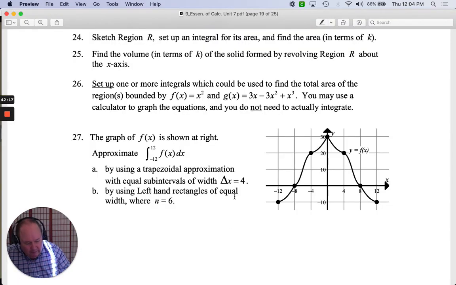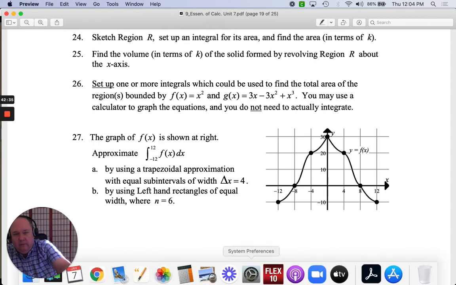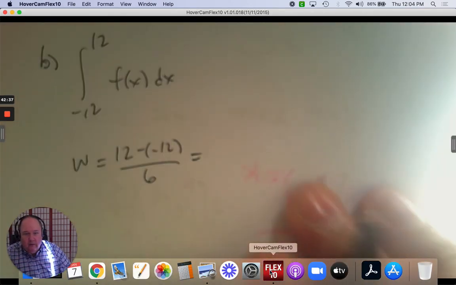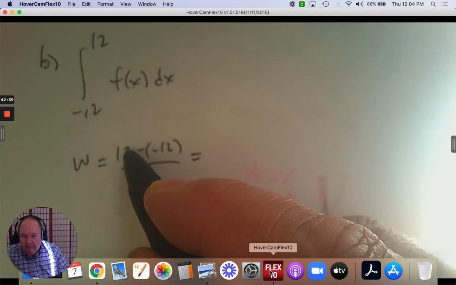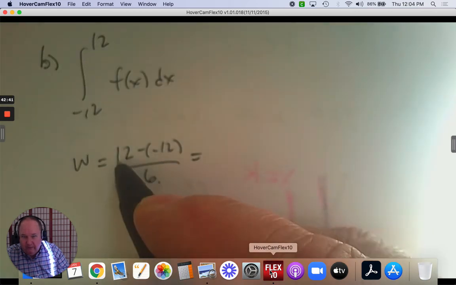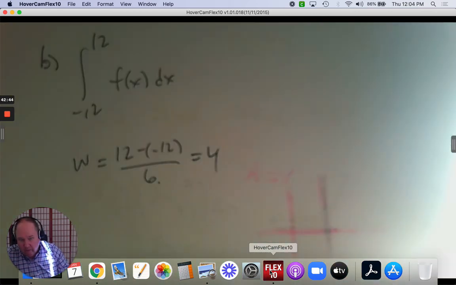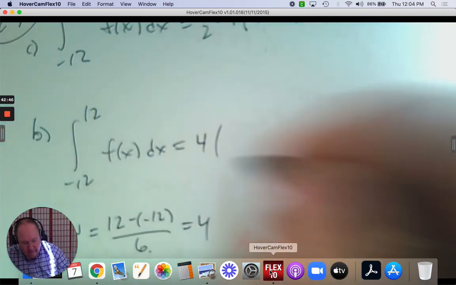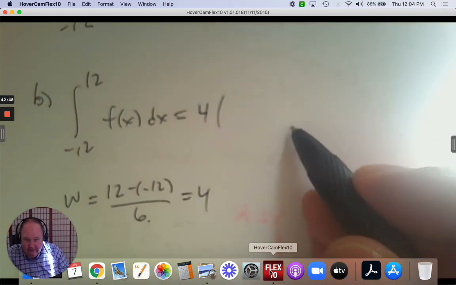So for a left-hand Riemann sum, it already tells you the equal width is... no, it doesn't. It tells you there are 6 rectangles. So let's do that first. If there's 6 rectangles, to find the width, it's the upper bound subtract the lower bound divided by 6. That's 24 divided by 6. That's still 4. But they just give it to you that way. And then we just find the left heights and plug them in.